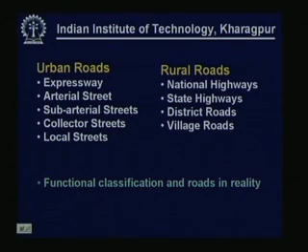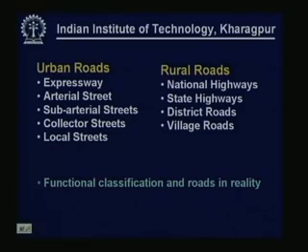Similarly, a slightly lower order road is the arterial street, then a little bit lower order, the subarterial street, collector streets and local streets. Local streets are essentially the roads we find in residential areas. So, these are normally narrow roads. We do not expect very high speed. So, in most cases parking is also allowed.